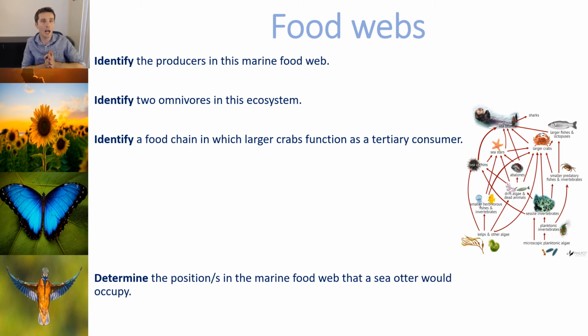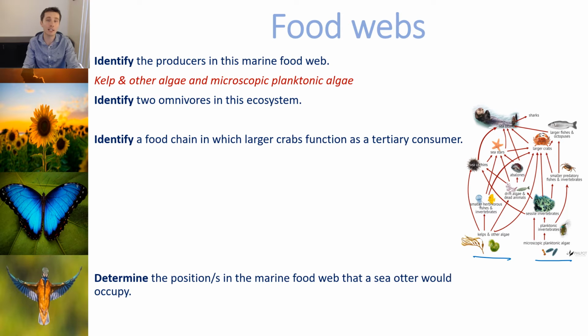To begin, identify the producers in this marine food web. So the producers are those base organisms, those organisms that undergo photosynthesis. And when you look here at the base organism, you've got kelps and other algae and microscopic planktonic algae, which is the answer.